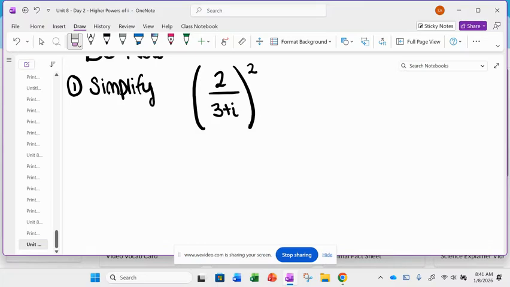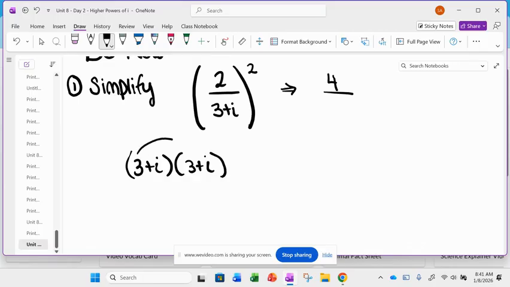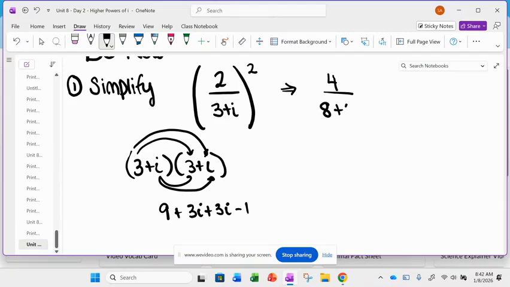First and then rationalize. Okay, both ways work out perfectly fine. If you were to square this first, you're going to get 4 over, and then you have 3 plus i times another 3 plus i. And so 3 times 3 is 9. 3 times i is 3i. 3 times i is 3i. i times i is a negative 1. So now you're going to have 8 plus 6i. I personally would have probably rationalized first and then squared it, but since the majority of you squared first, this is why I'm doing it.